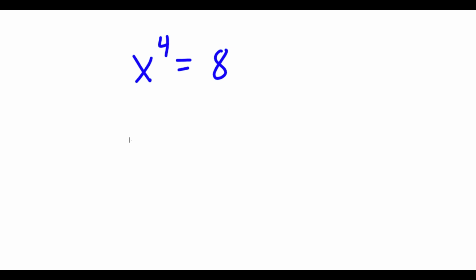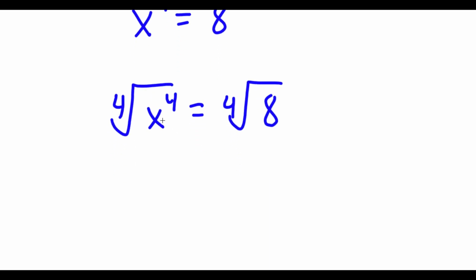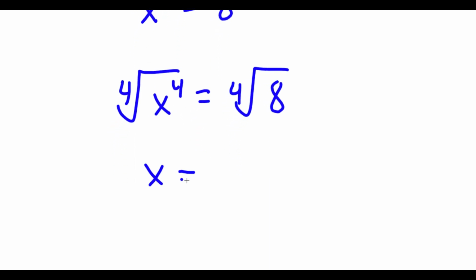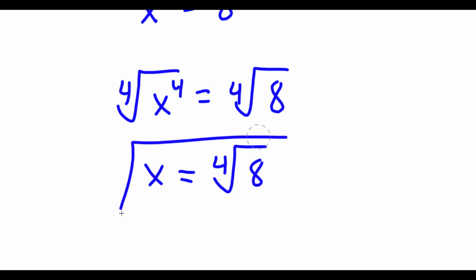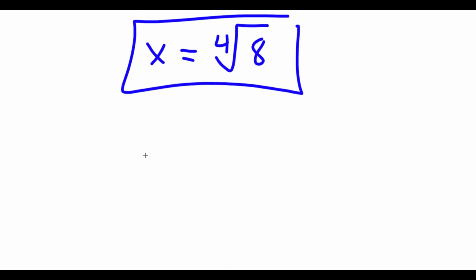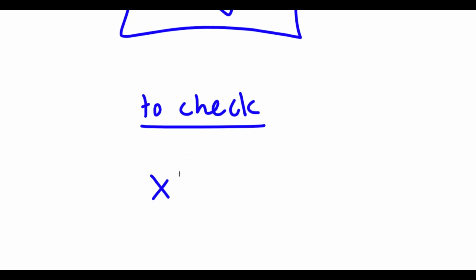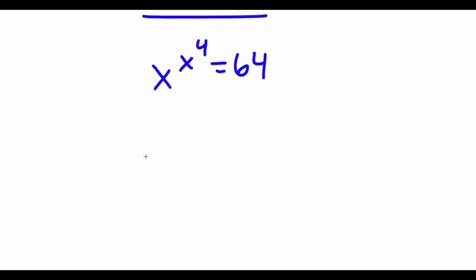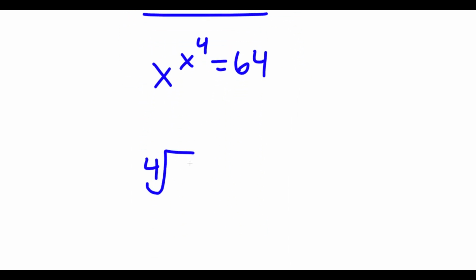So now to solve this equation, I'm going to take the fourth root on both sides. So the fourth root of x to the power of 4 is x, and so I have x is equal to the fourth root of 8. So now to check, my original equation was x to the power of x to the power of 4 is equal to 64. x is equal to the fourth root of 8, so now I have the fourth root of 8 to the power of the fourth root of 8 to the power of 4 is equal to 64.